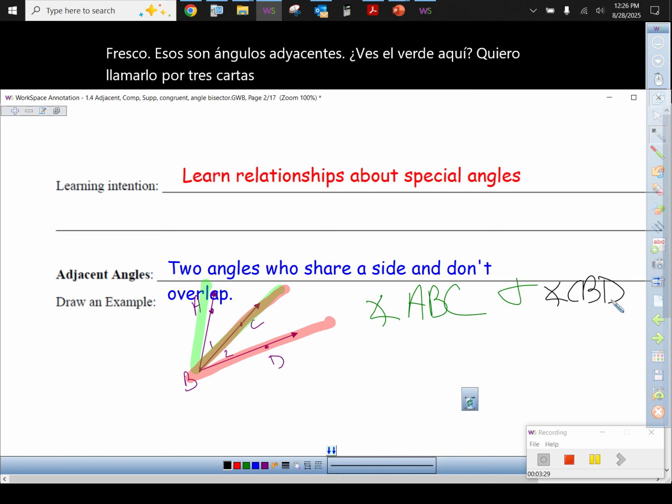Do they have nicknames, though? Could I have called them by something else? Angle 1, right? Angle 2. But what you can't call them is angle B, because isn't there more than one angle with B for the vertex? So cool. Those are adjacent angles right there.